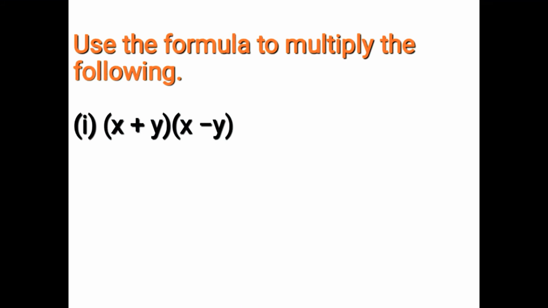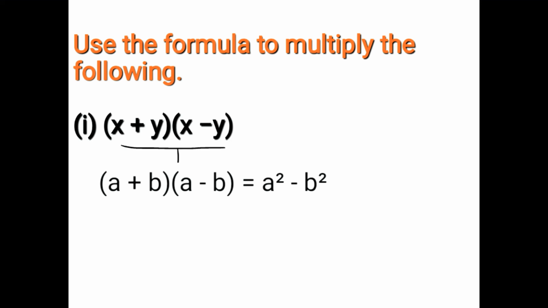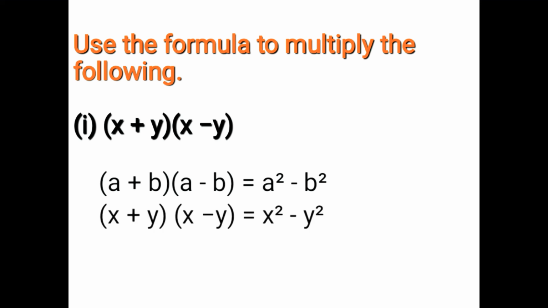In this you have to use the formula (a + b)(a - b). Write the formula now. (a + b)(a - b) is equal to a² - b². The question is in (a + b) and (a - b) form. x is on the a side and y is on the b side. If the question is in this form, you have to write it in this form. So write the question again and then write in this form. (x + y)(x - y) is equal to x² - y².